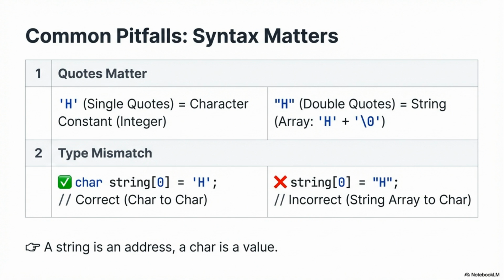Be aware of common pitfalls. Single quotes define a character constant, while double quotes define a string, which is an array with a null terminator. Also, avoid type mismatches when assigning values.